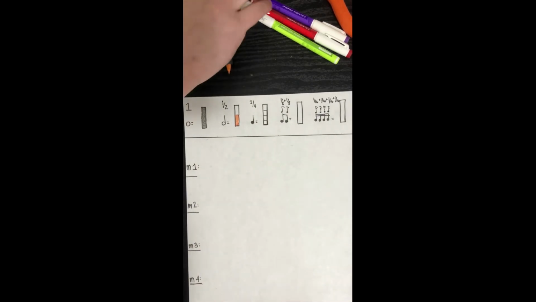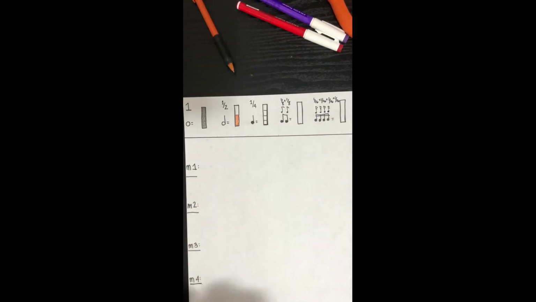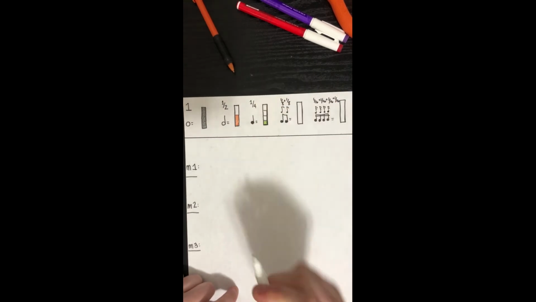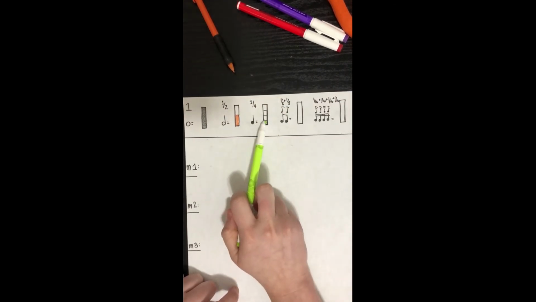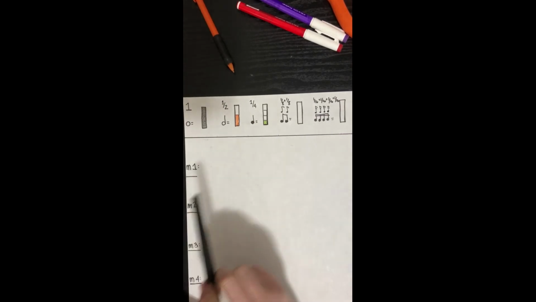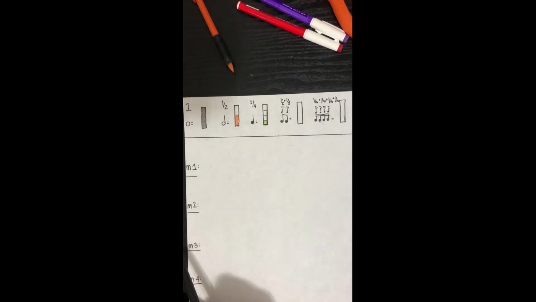All right, so one quarter note is only going to be one of those 4 squares colored in. If I had 2 quarter notes, then I would color in 2 of them. If I had 3, then 3 of them. But I only have 1 right there, so just 1. All right, now for my 1/8 notes. Excuse me. I know that it takes 2 1/8 notes to equal 1 of those.